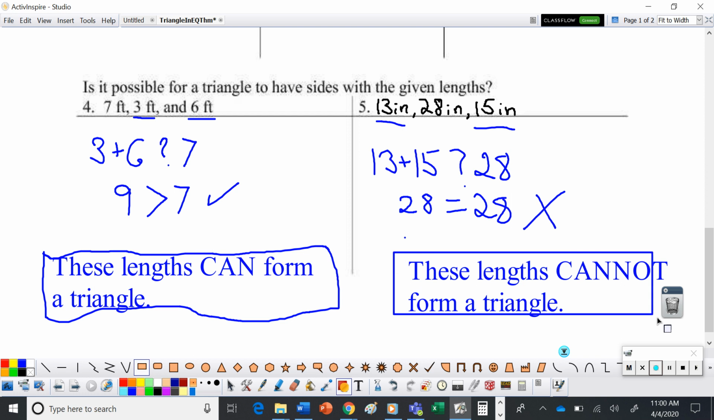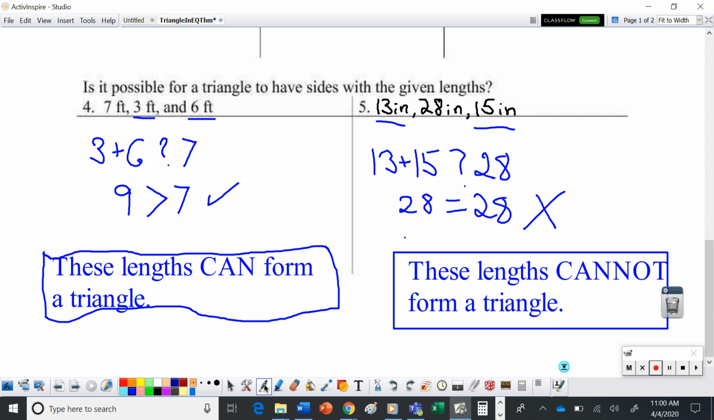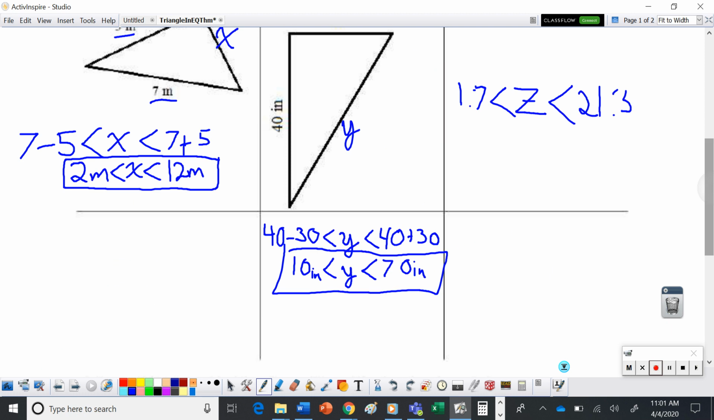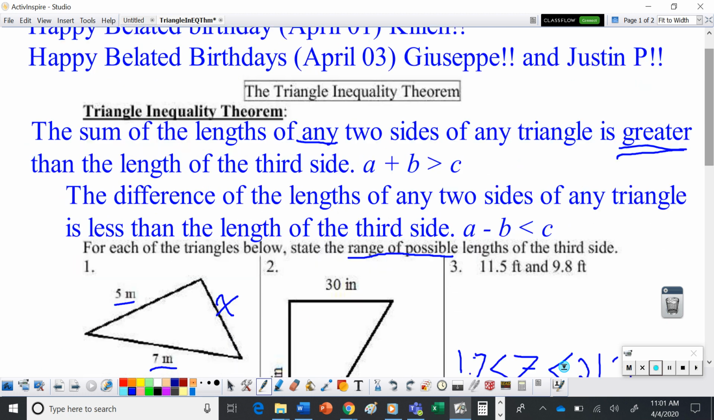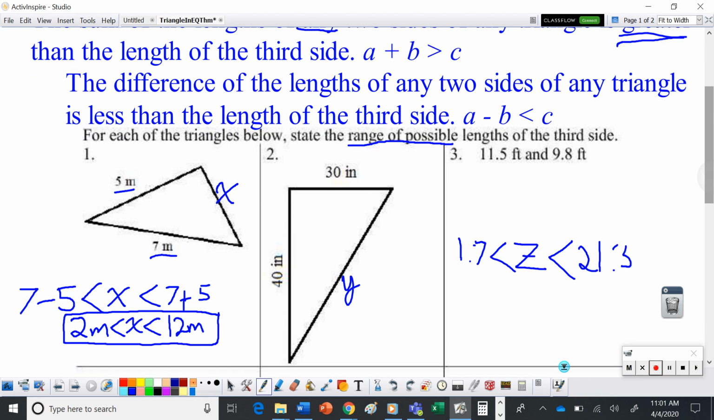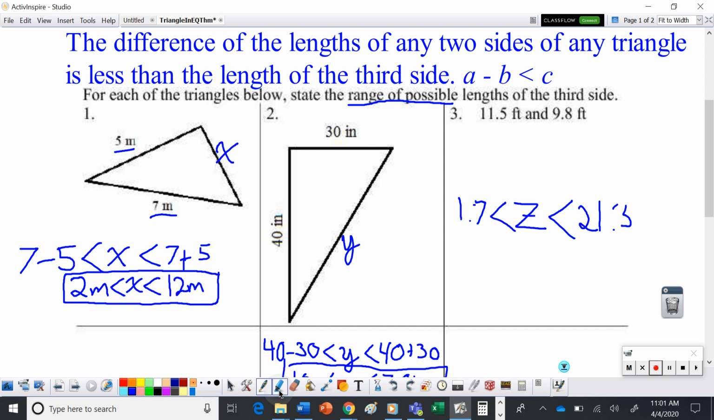There we go. These three sides cannot form a triangle. So if we have three sides and we want to determine whether or not they can form a triangle, we take the smallest two sides and we add them together. If that sum is greater than that third side, you've got yourself a triangle. If that sum is not greater than that third side, so equal to or less than, those sides cannot form a triangle. If we have two sides and we want to find a range of possible values for the third side, we take those two sides and we add them together and we subtract them. And that third side has to be between the difference and sum of those two given sides.